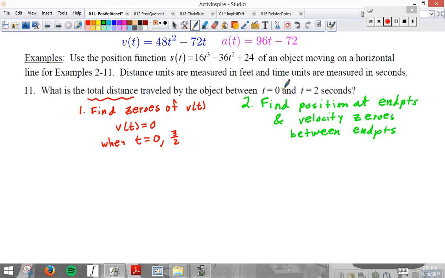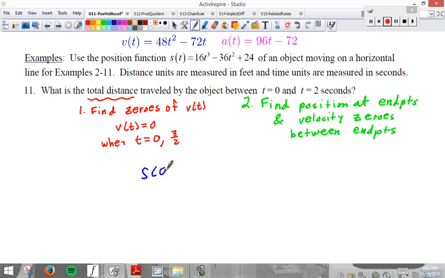This usually leads to students asking, but what if we found other ones that weren't between 0 and 2? And we wouldn't check. If we found 0, 18 instead of 3/2, we would only find the position at S of 0 and the position S of 2. If we found 8 zeros and all of them were between 0 and 2, we would have to check each of those 8 zeros and we would cry our little eyes out. So here we go.